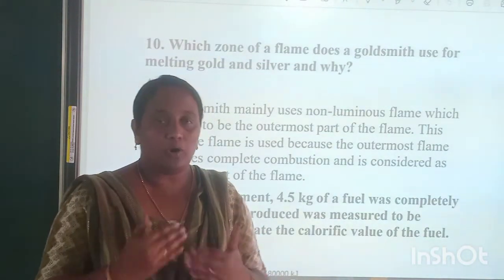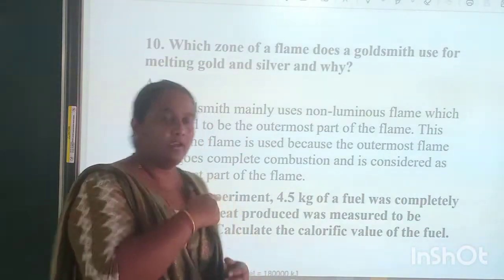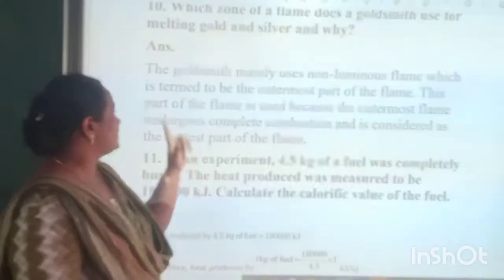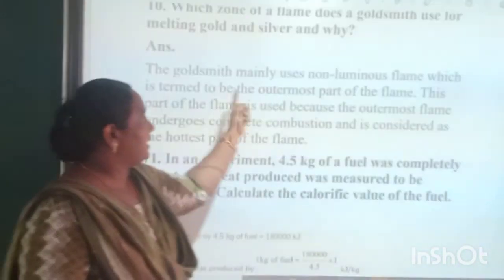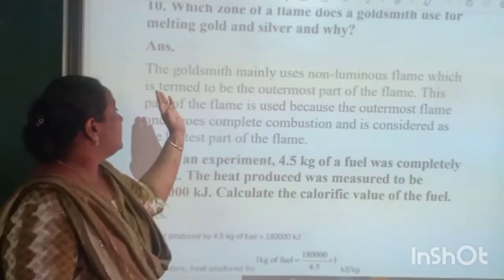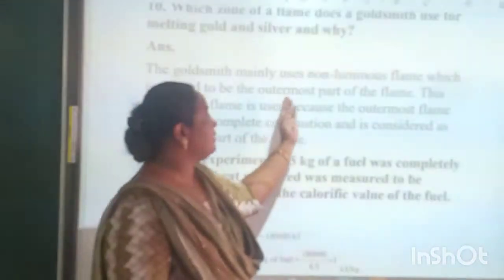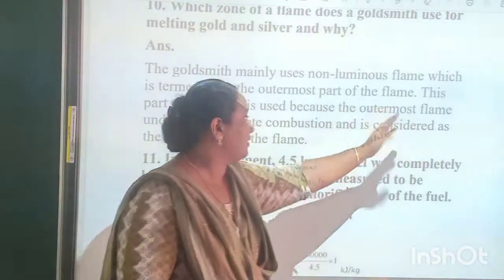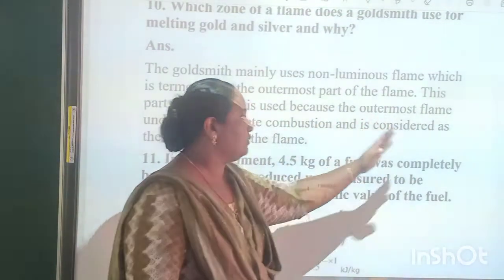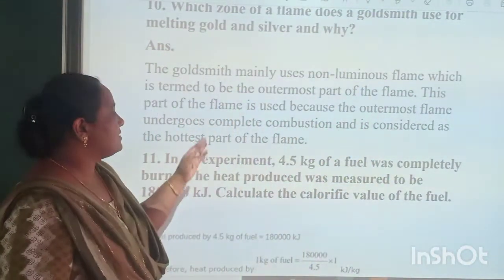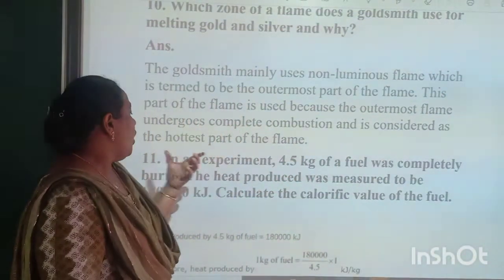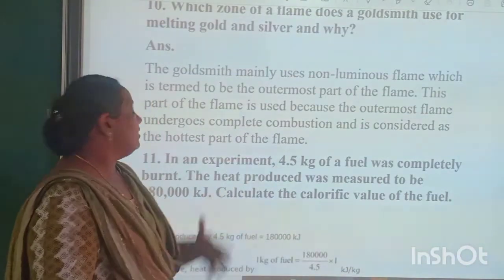Then which zone will be needed by the goldsmith? We can check in the question. We will explain while reading the question itself. The goldsmith mainly uses the non-luminous flame, which is termed the outermost part of the flame. This part of the flame is used because the outermost flame undergoes complete combustion and it is considered the hottest part of the flame.